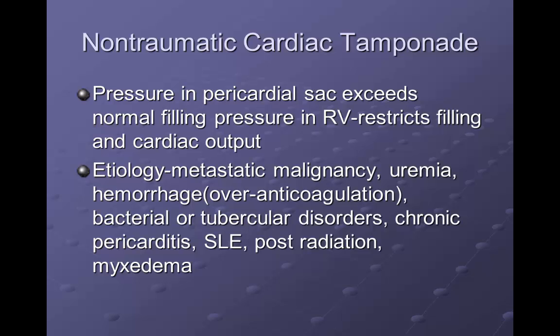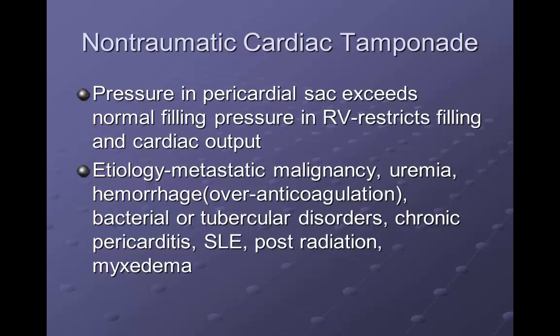And basically what happens is that there's pressure in the pericardial sac that exceeds normal filling pressure, and that would not only restrict the right ventricle and filling of blood return from the pulmonary bed, but also would restrict cardiac output.